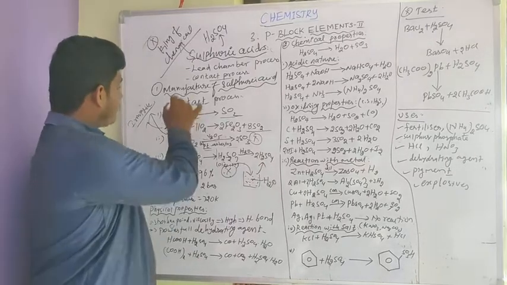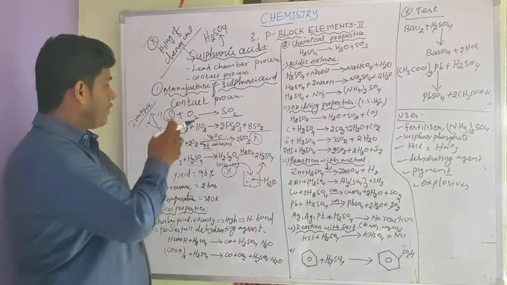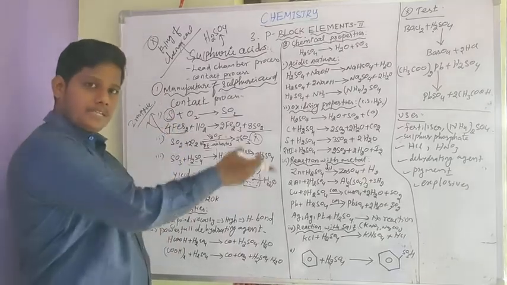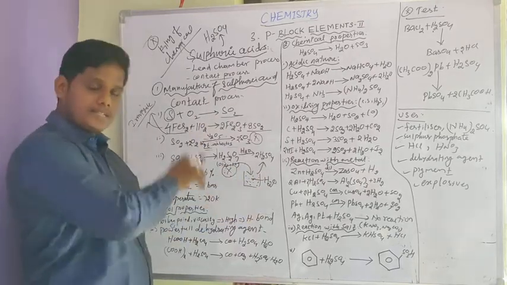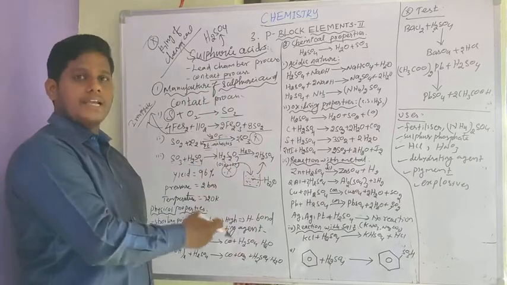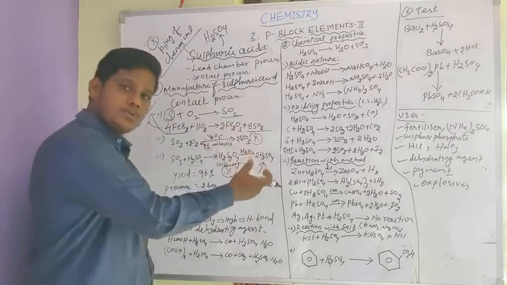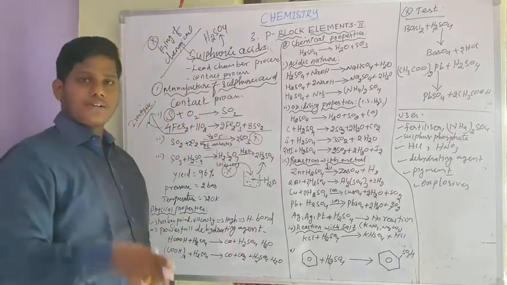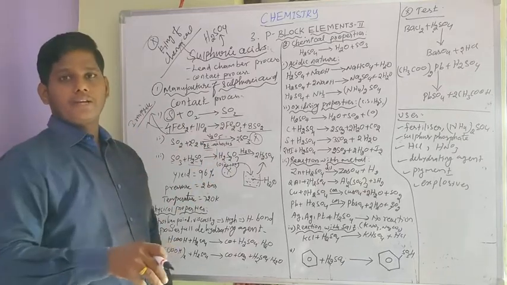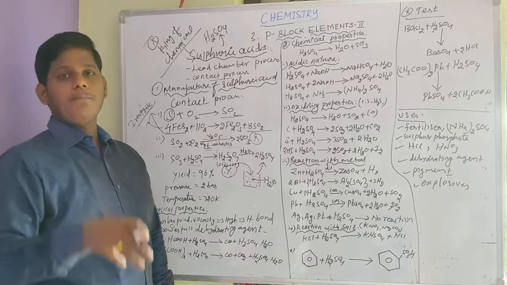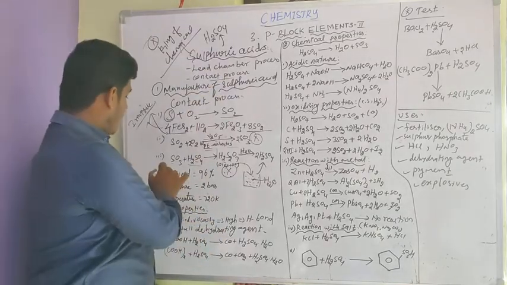So there are three steps involved in the contact process for sulfuric acid. First, sulfur or iron pyrite is converted to sulfur dioxide. Further, sulfur dioxide is oxidized using a catalyst like vanadium pentoxide or platinum asbestos to produce sulfur trioxide. Then sulfur trioxide reacts with concentrated sulfuric acid to produce oleum, and that oleum is treated with water to form sulfuric acid. That is the manufacture.